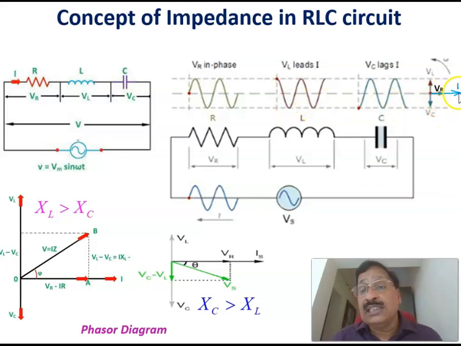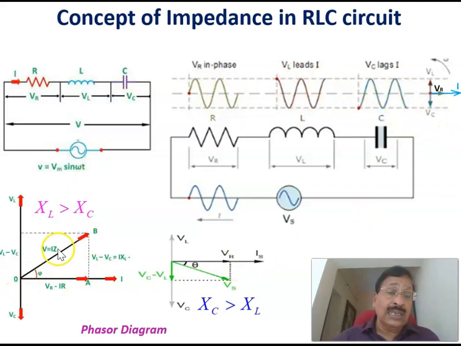This vector is shown here. This is the current vector, this is the voltage across the capacitor, this is the voltage across the inductor, and the voltage across the resistance is here. This is the VR, this is the VC, and this is the VL, the voltage across the inductor. That is shown here as a waveform.